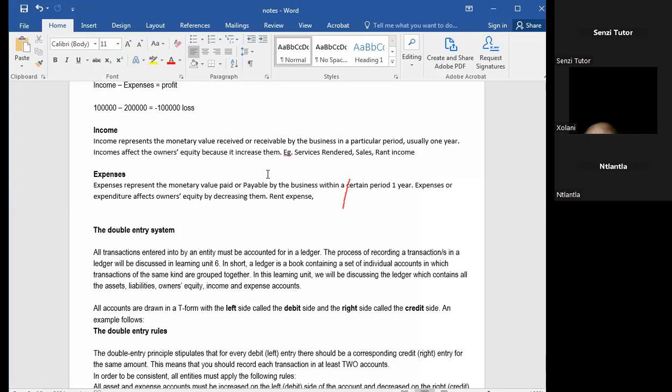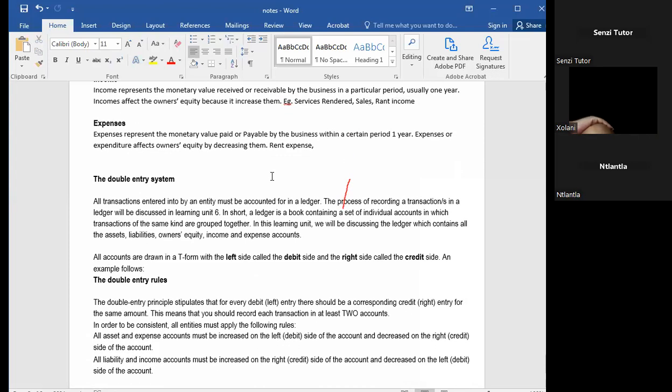All right. And then expenses represent the monetary value paid or payable by the business within a certain period of 1 year. Therefore, with expenses there is an outflow of money. Expenses, we need to pay for them. The money is going out of our business. Now we are no longer receiving money, but we are paying. Yes, such as rent expense.